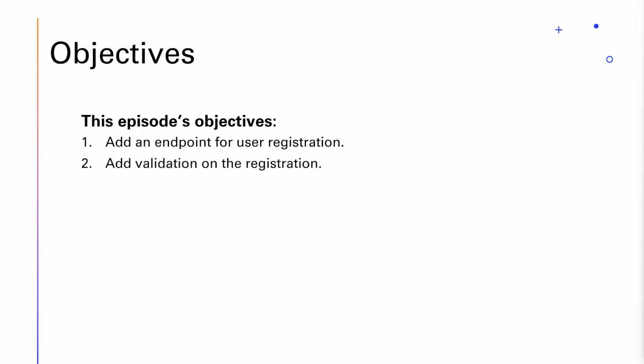A quick intro today, just our objectives. So we've got 3 objectives. The first one is to add an endpoint for user registration on our REST API. Secondly, we're going to add validation to the registration to ensure that we have valid credentials and valid registration details being passed. And finally, we're going to test the registration by putting in some data and making sure that it goes through to the database. So let's jump straight into it.